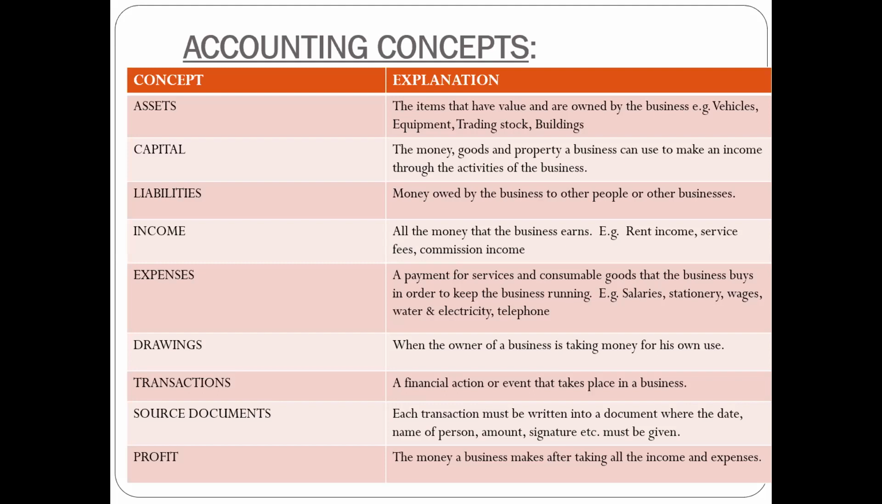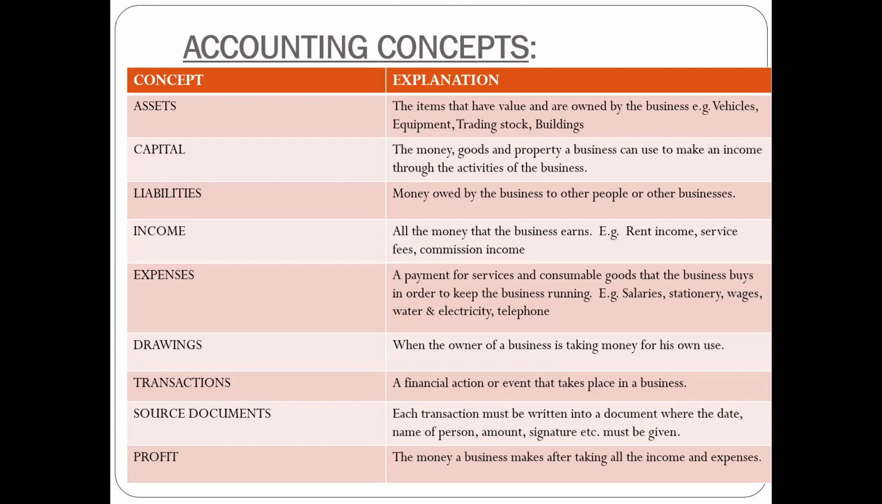Then we have liabilities. Liabilities is money owed by the business to other people or other businesses. So let's say you give me a few rand. So there was a loan between me and you. Okay, you give me the money. I need to pay that money back to you. And then that will be an example of a liability. So liability is money owed by businesses to other people or other businesses.